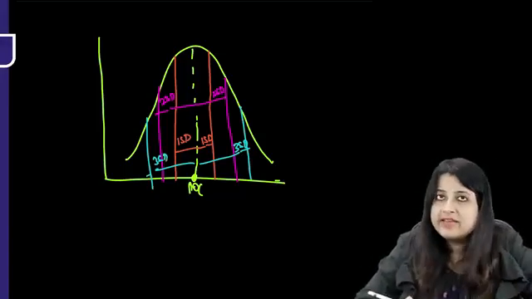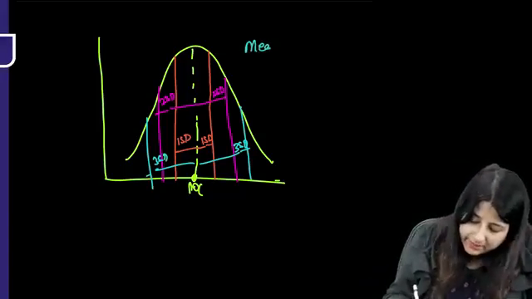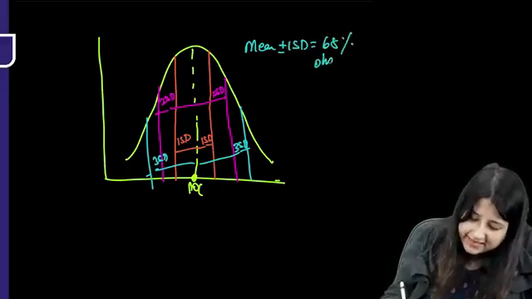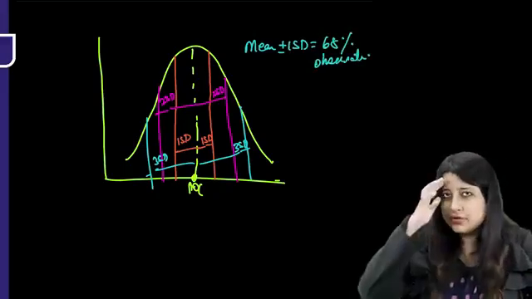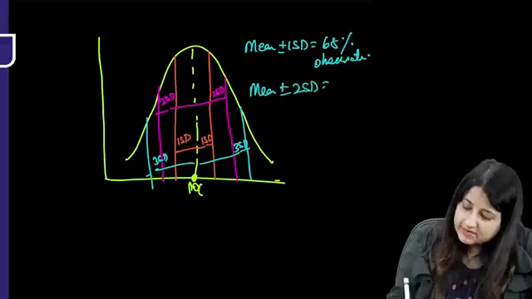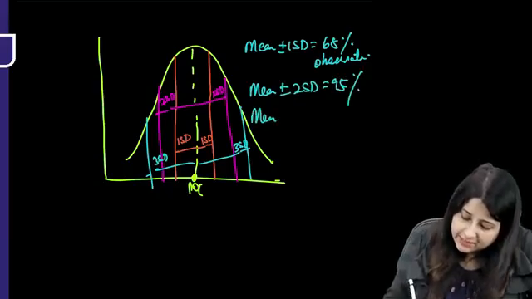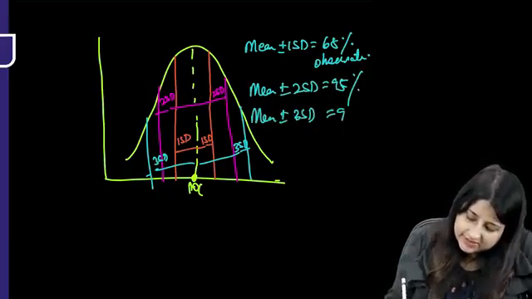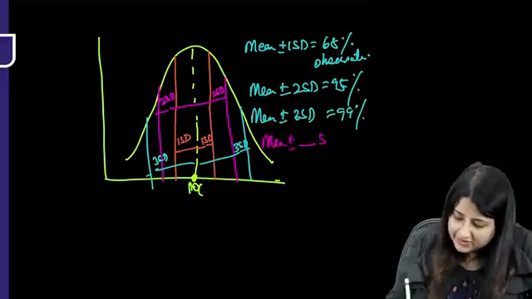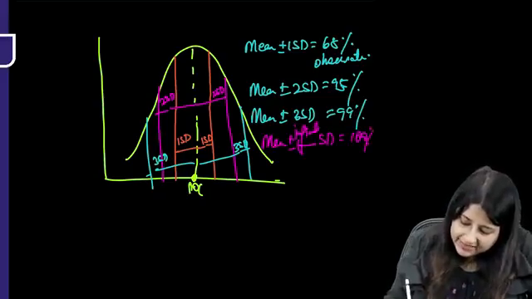Now over here they look very far spread, but actually they are very close to each other. What you need to remember: mean plus minus 1 SD always covers 68% of observations. Mean plus minus 2 SD always covers 95% of observations. And mean plus minus 3 SD always covers 99%. But if somebody asks you, mean plus minus infinity SD covers 100%. We don't have any number over here.